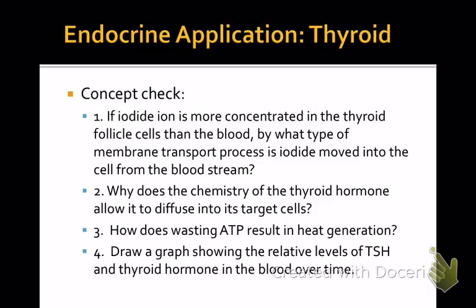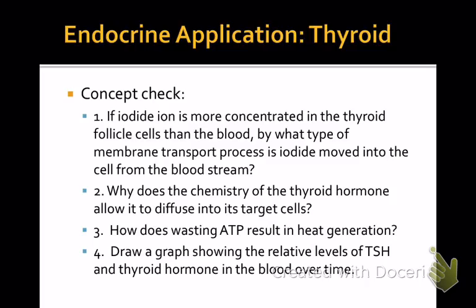Okay, so number one, if iodine is more concentrated in the follicle cells than in the blood, what does that look like? If you were going to draw a picture of the cell, where's the iodide? Where's most of it? In the cell, not in the blood. But I need more to move into the cell out of the blood. So am I going with or against the concentration gradient? Against. And what process am I going to use anytime I have to pump something against the concentration gradient? Active transport. Okay, does that make sense to everybody?